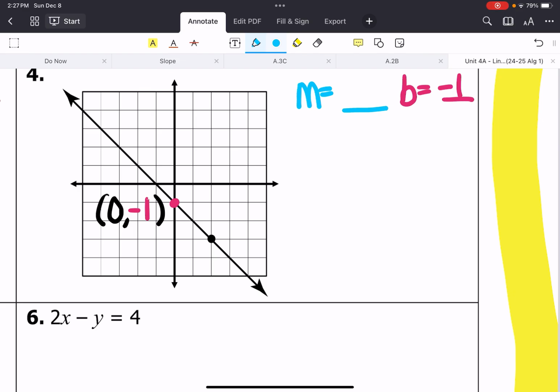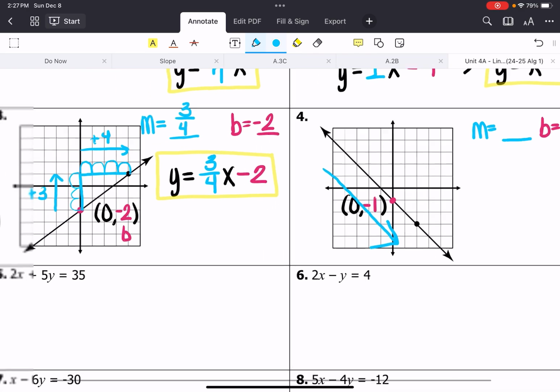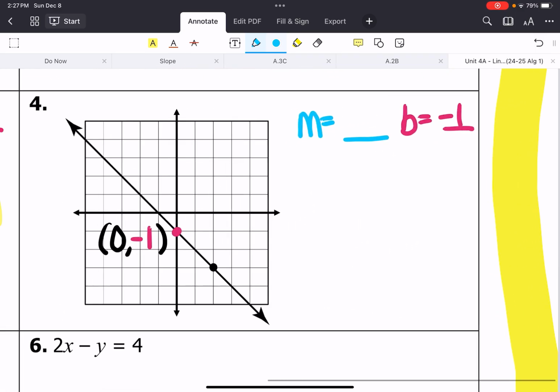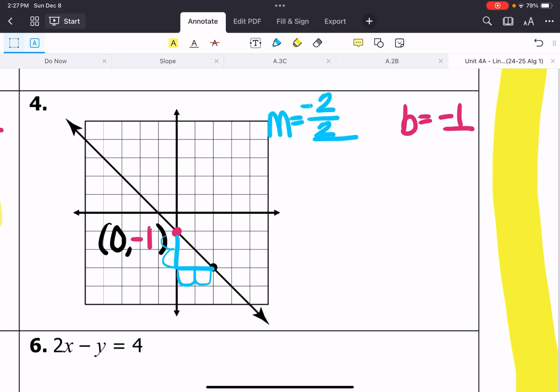Now I need to look for m. One thing I want you to notice is how your line is going down compared to number 3 where it was going up. This is a hint that your slope this time is going to be negative. We're going down 1, 2, and then over 1, 2. Down 2 means it's a -2 over a +2. And then when you simplify this, it gives you -1.